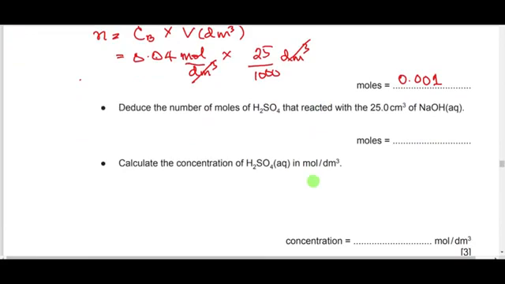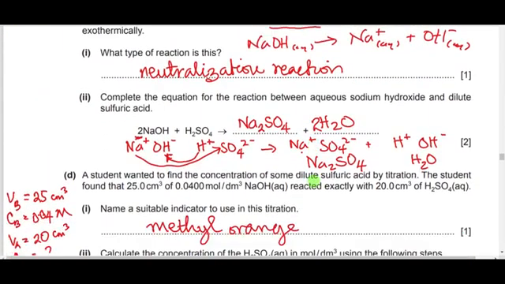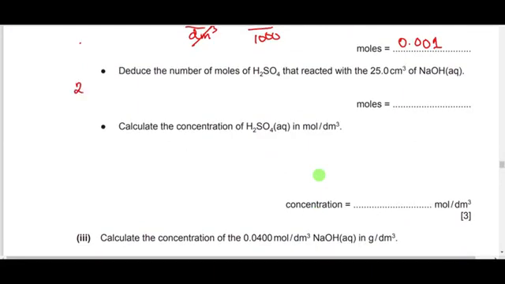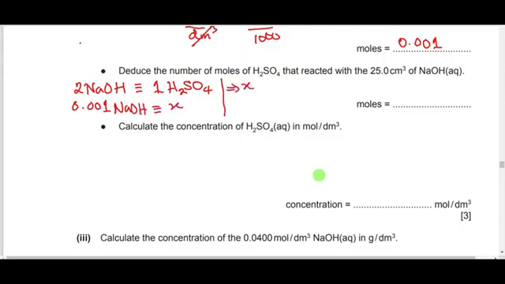So now that we know the number of moles of sodium hydroxide that reacted, what next? We are asked to deduce the number of moles of H2SO4 that reacted with 25 cm³ of sodium hydroxide. So we are going to use this equation of reaction, right? From the equation of reaction, 2 moles of sodium hydroxide reacted with 1 mole of H2SO4. Since the number of moles of sodium hydroxide in 25 cm³ is 0.001 mole, 0.001 mole of sodium hydroxide will react with X of H2SO4, and we solve for X here. Our X will be 1 times 0.001 all over 2. So that will give us what? 0.0005 moles of H2SO4.